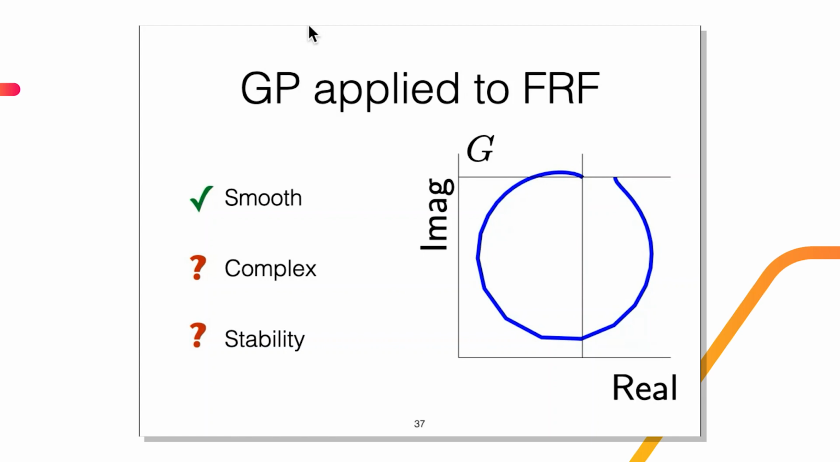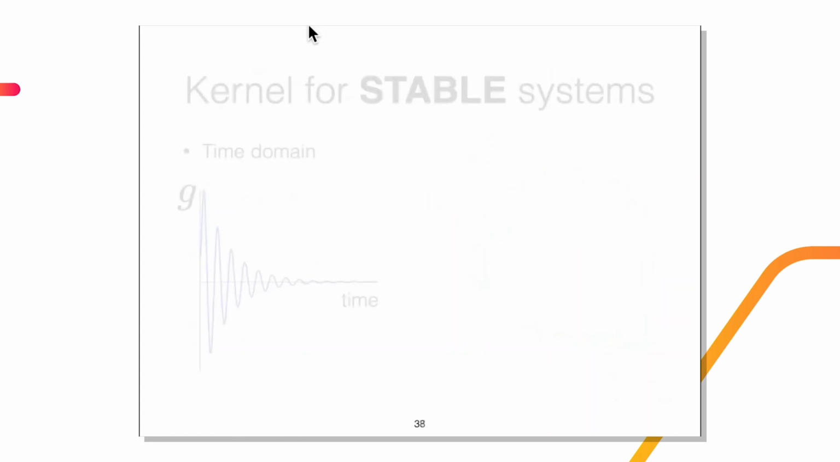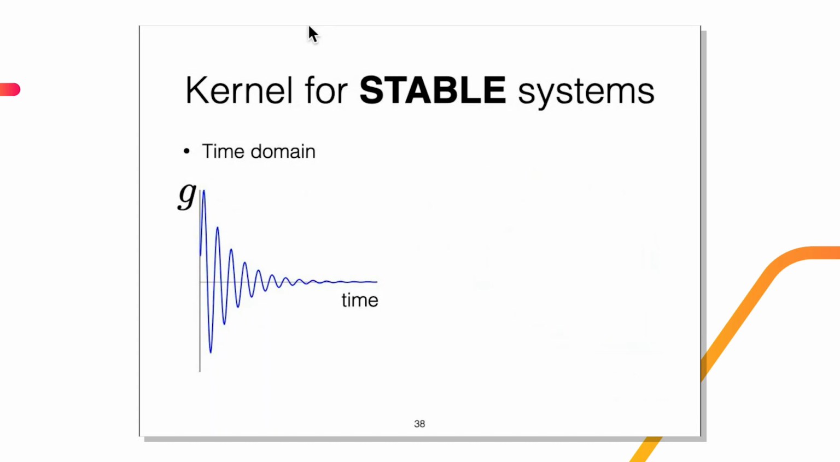So first, that's actually what I'm going to start with: how to define a kernel for a stable system. It's most easily interpreted in the time domain. If you have, for instance, this resonating impulse response, which decays exponentially with time, let's encode this exponential decay in the kernel.